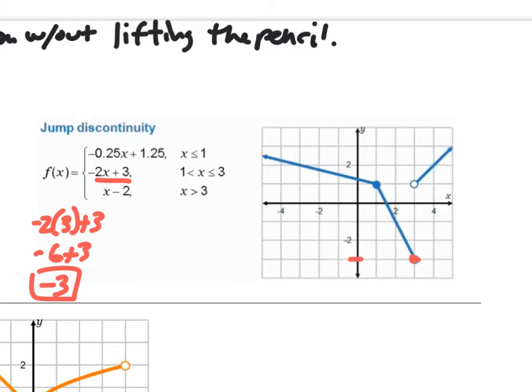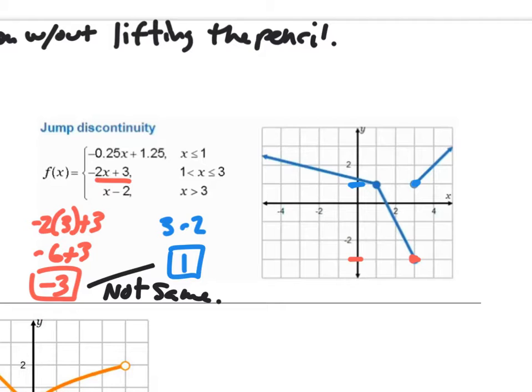But if I plug in 3 into this function, 3 minus 2 is just going to give me 1, and that's where I get that point there. And so these are different. These are not the same. That's when you know that you have a jump discontinuity: if you plug in that point and you get two different y values out of it, like you did here. When I plug in 3 into this part, I get 1. When I plug in 3 into this part, I get negative 3. I get two different y values.